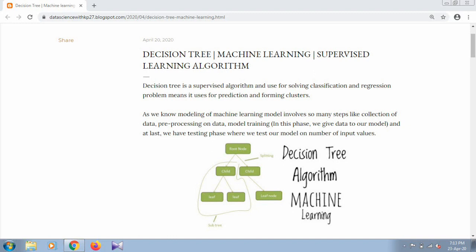So as we know, modeling of a machine learning model involves so many steps, like collecting data, pre-processing that data, and model training, where we use the train and test technique for splitting our data into some ratio, means one part of the data is used for testing and another is used for training. So this is all about model training. The more data we give in the training phase, the more accurate the result will be. Okay, so this is all about the decision tree.